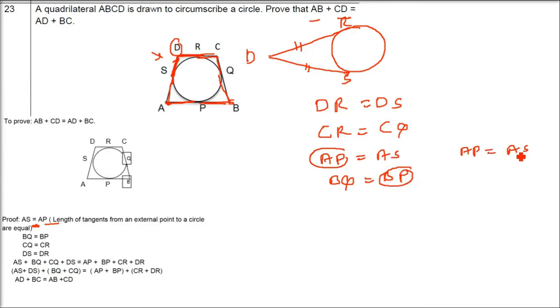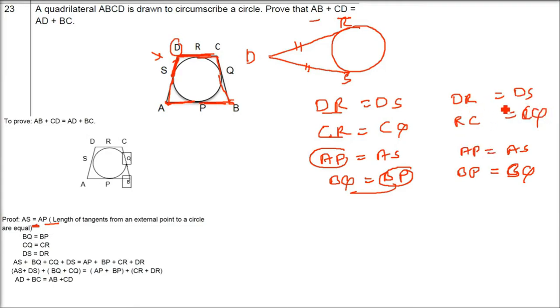That is, AP and AS are equal. BP I am taking here and BQ I am taking here, just to add it and make the answer. And what about DR? DR is this. DR and RC will be equal to DC or CD. CD, DC are equal, same thing. So DR and RC, you can just write it here. We don't have to change the positions. So DR equals DS and CR or RC equals CQ.